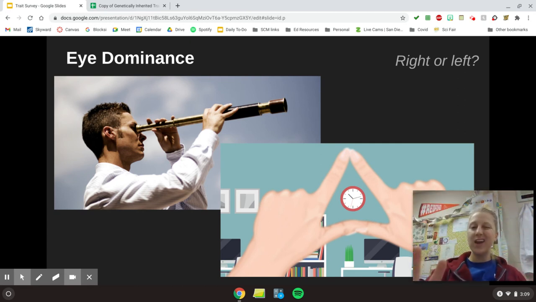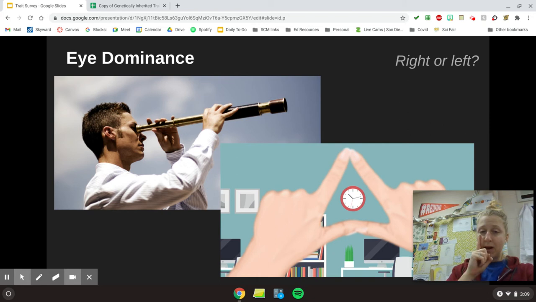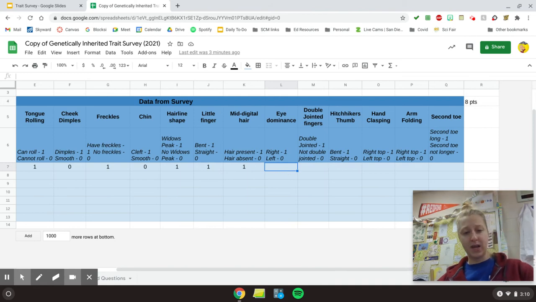Okay. Now, if that test is still too difficult, the other easy one is pretend you're a pirate. Hand them an imaginary telescope and tell them to look at that object over there and see which eye they put their telescope up to. For me, I always put my telescope up to my right eye because that's my dominant eye. So if you've done both tests and they disagree, go with the triangle test. That one's more accurate. But the telescope test is good if you're struggling with the triangle one. I am right eye dominant, so I'm going to put a 1 there.